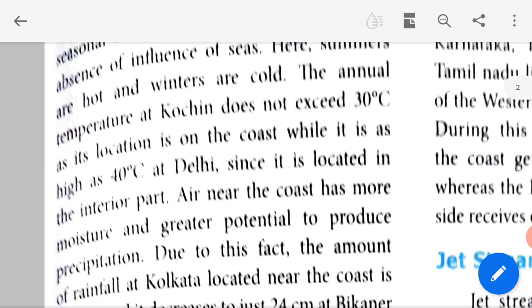So where is Kerala? If you see, it is on the coast of the sea. So it is very much close to the sea, so its temperature will not exceed 30 degrees Celsius, as its location is on the coast, while it is as high as 40 degrees Celsius at Delhi. So Delhi is in the central part, so no sea influence, so it will have hot temperature, since it is located in the interior part. Interior means inside.